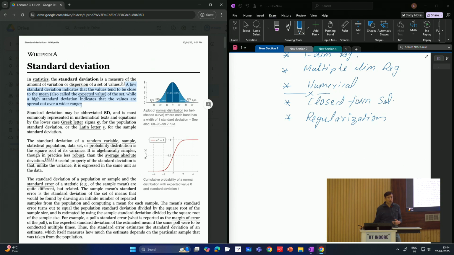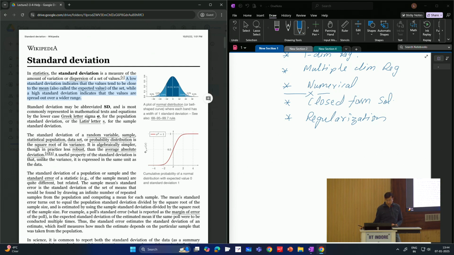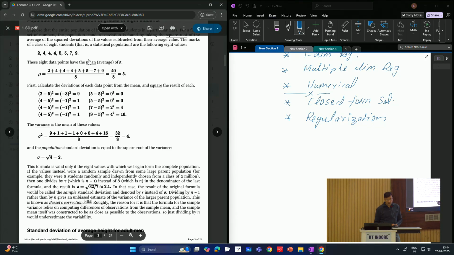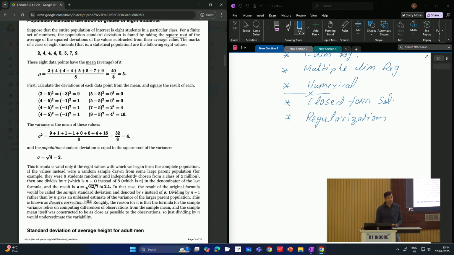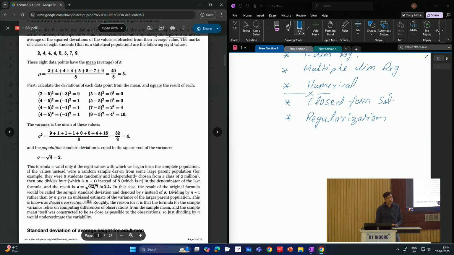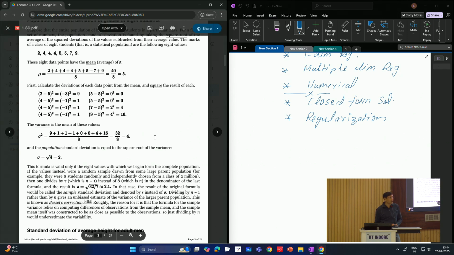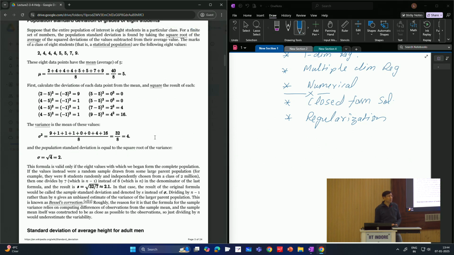Everybody remembers this from 9th, 10th, 11th, 12th, whenever you studied statistics. An example of this: if you're given this set of data points, 2 to 9, you first find the mean. There are 8 data points, you add them up and divide by the number. Then you find how far each point is from the mean, square it, add it, and normalize it, and you get something called the variance. The square root of the variance is called the standard deviation. So this is something we do for one variable.